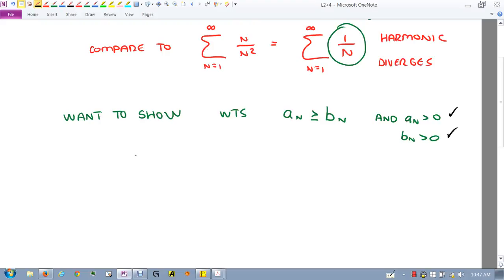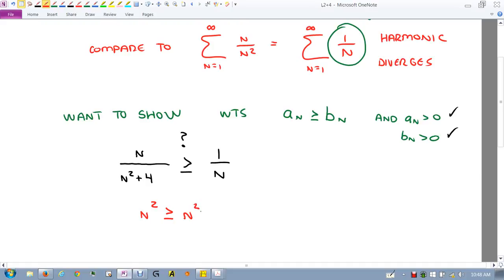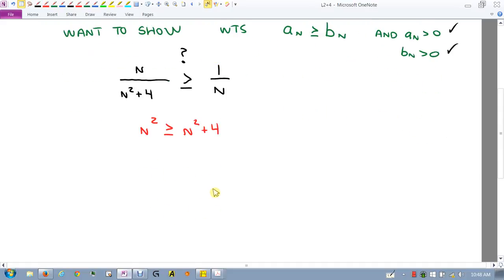So let's write down A sub n, n over n squared plus 4. Is that bigger than or equal to 1 over n? Question mark. If it is, I can draw my conclusion, can't I? We do kind of like a cross multiply thing. N squared is greater than or equal to n squared plus 4. And then you subtract n squared on both sides, you get 0 is greater than or equal to 4. Is that true? No.